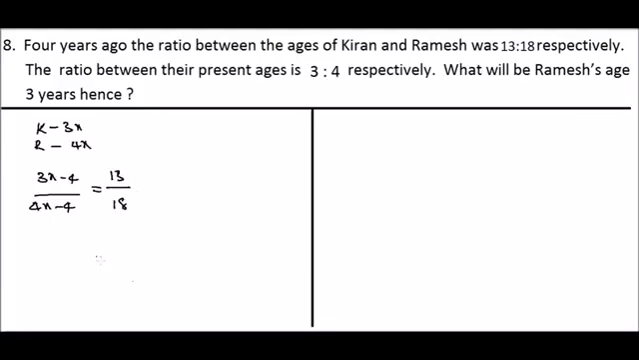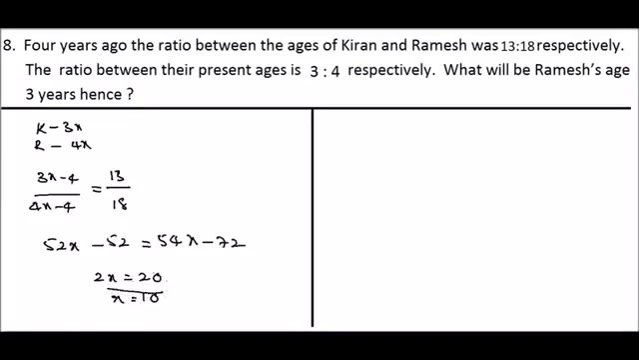Now how would it be? Simply, 13 4s are 52, so 52x minus 52 is equal to 70. This one, 18 3s are 54, so 54x minus 18 4s are 72. All right. Now clearly, you take this one to this side. So it should be 2x is equal to 20 and x is equal to 10.